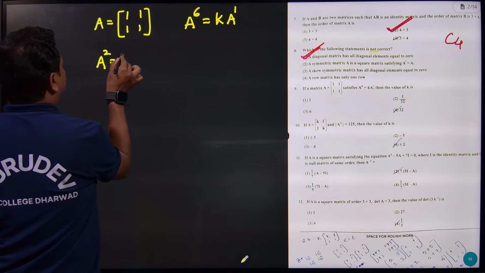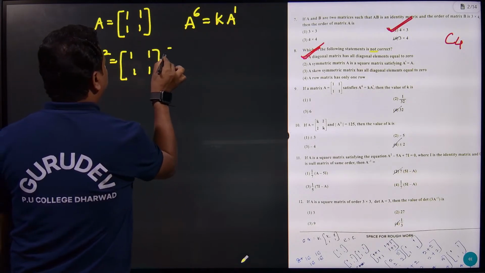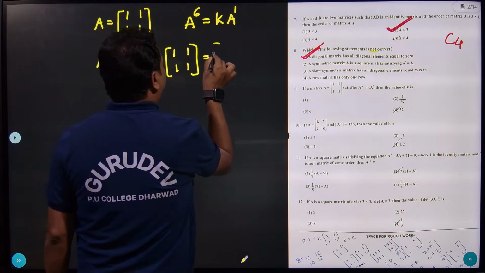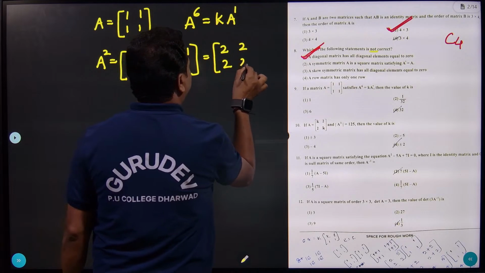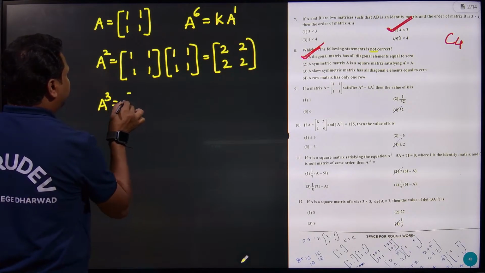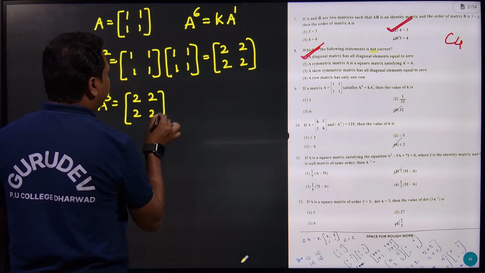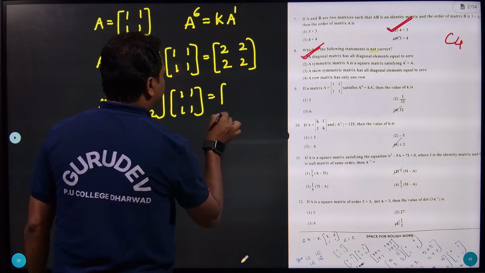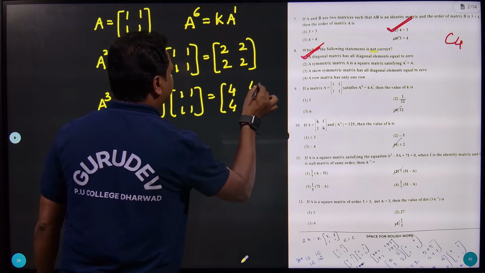What will be A square? Look: [1 1; 1 1] into [1 1; 1 1]. After squaring, what do we get? 1 into 1, 1 into 1 plus, that is 2, so 2 2 2 2 comes. Correct? Then I will find A cube, which is the A square matrix into the A matrix. So 2 1s are 2, 2 1s are 2, 2 plus 2 is 4, giving 4 4 4 4. Correct?